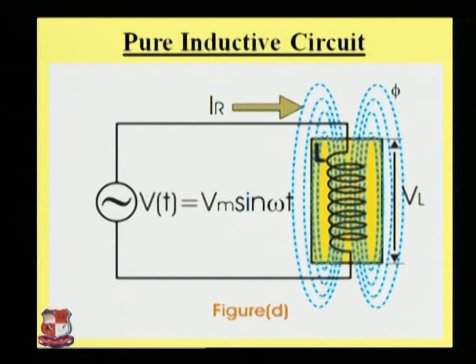This is the figure for a purely inductive circuit where your voltage is v(t) equals Vm sin omega t. This is the applied voltage to the circuit. Due to that, the current flowing through the coil is I, and the magnetic field generated is surrounding it, indicated with the dotted line, and the magnetic flux is also given in this circuit.